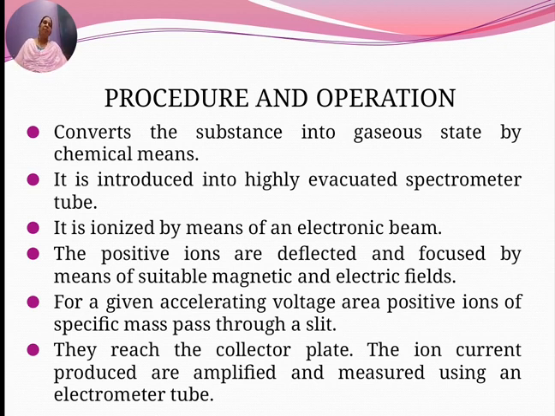So first the sample is converted into a gaseous state by means of chemical means. Then it is introduced into a highly evacuated spectrometer tube. It is ionized by means of an electron beam. The positive ions are deflected and focused by means of suitable magnetic and electric fields. For a given accelerating voltage, positive ions of specific mass pass through a slit. They reach the collector plate. The ion current produced is amplified and measured using an electrometer tube.